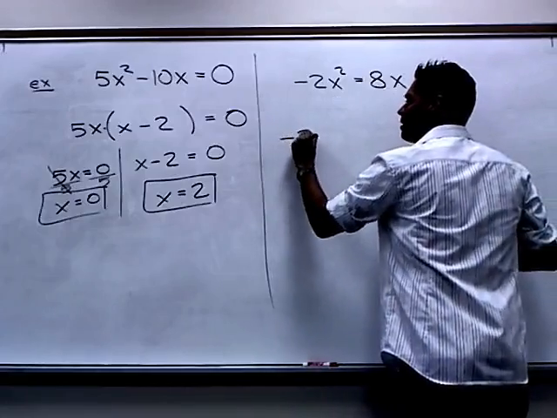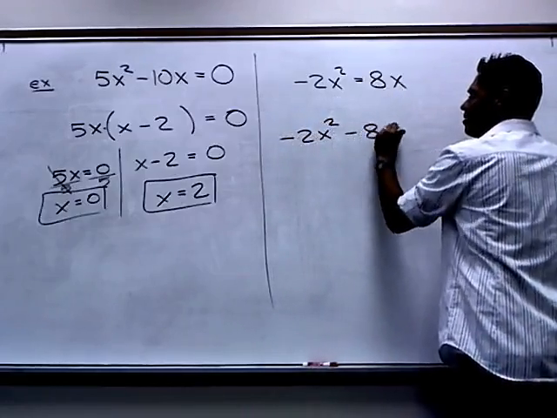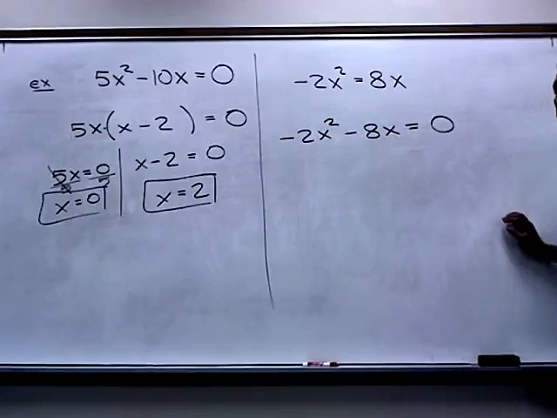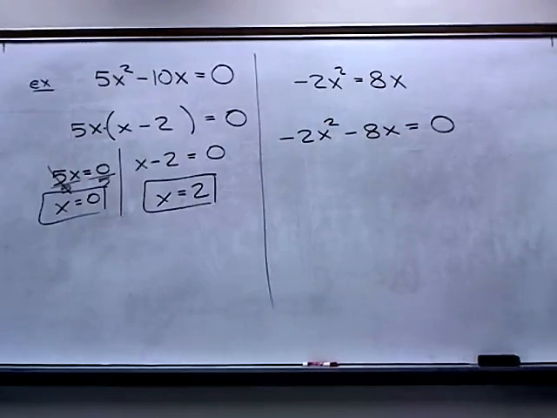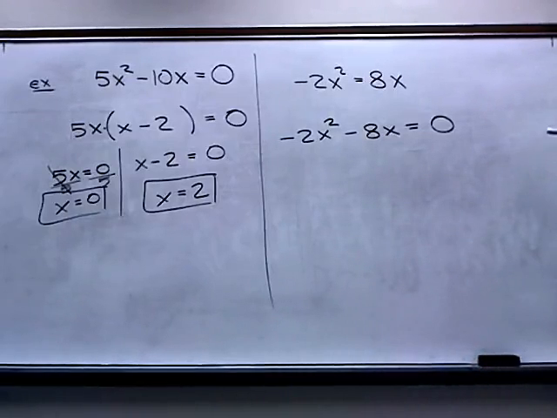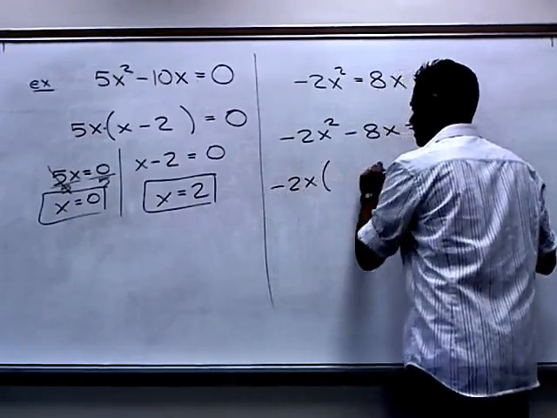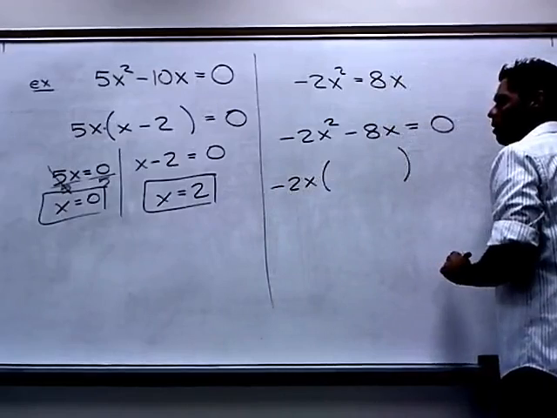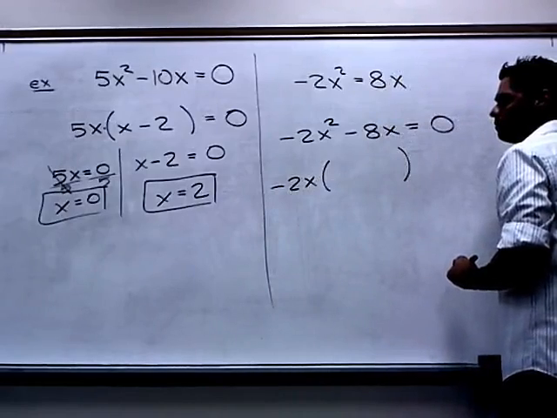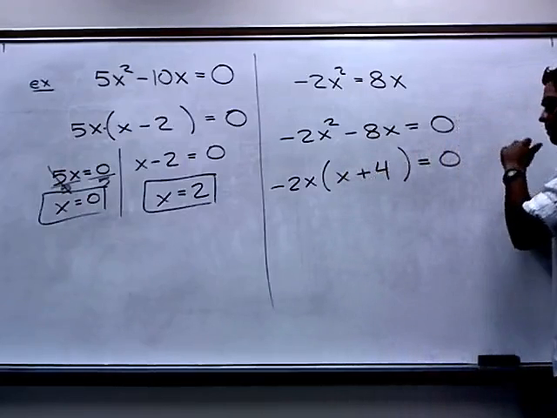So the negative 2x squared is here. Moving the 8x to the left makes it a negative 8x, right? Is that all right? Okay. Now look at the left side. What can you pull out of both of those terms? Negative 2x. You could have pulled a positive, that's okay also. What would be left here? x plus 4. x plus 4 equals 0.